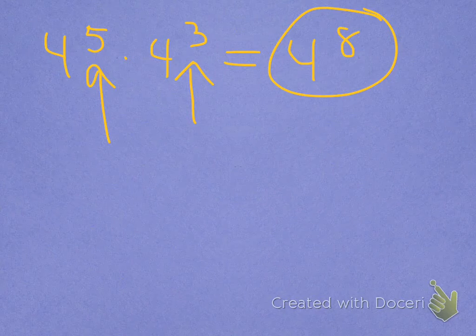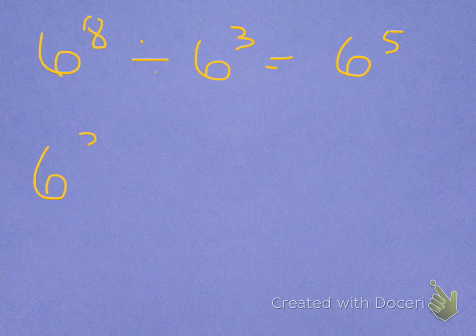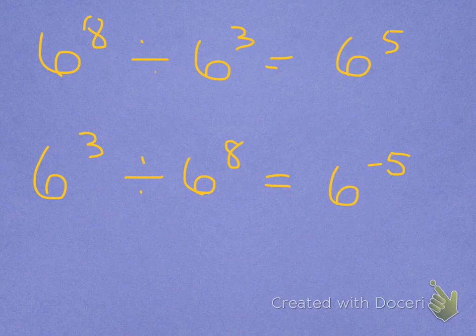Okay. And if you had 6 to the 8th and we're dividing it by 6 to the 3rd? It'd be 6 to the 5th. Yes. Now let's do something a little different. What if I had 6 to the 3rd divided by 6 to the 8th? I'm switching it around. It'd be 6 to the negative 5th, right? Yes, and now we need to talk about negative exponents.